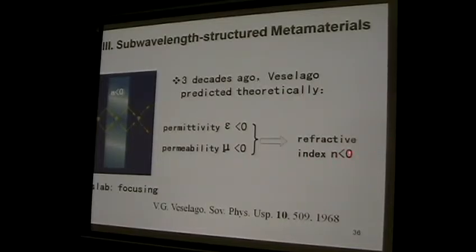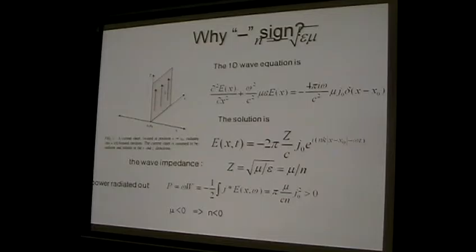So that will be a negative refractive index, and then the light will be refracted in the negative direction and cause a focusing inside the material, and the rays go back to the outside medium. And why do we have this negative sign?